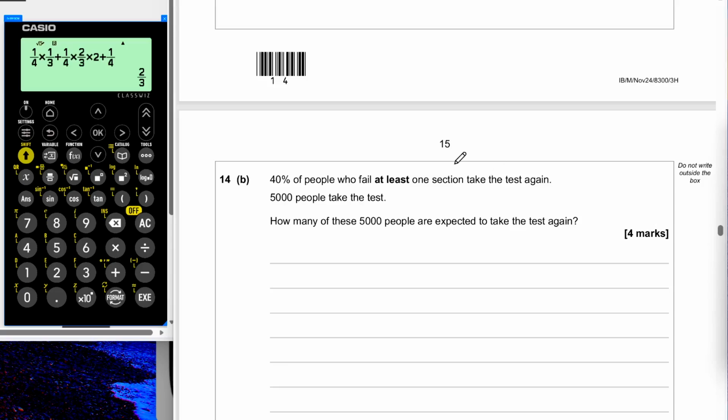Part B, 40% of people who fail at least one section take the test again. 5,000 people take the test. How many of these 5,000 people are expected to take the test again? Okay, so the first thing that we want to work out is the number of people who fail at least one section. Right, so fail at least one section is going to be 1 minus the probability that they pass both.